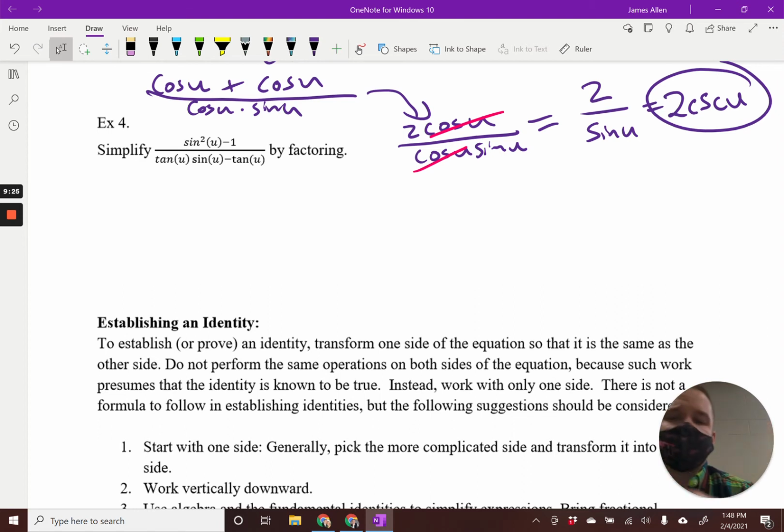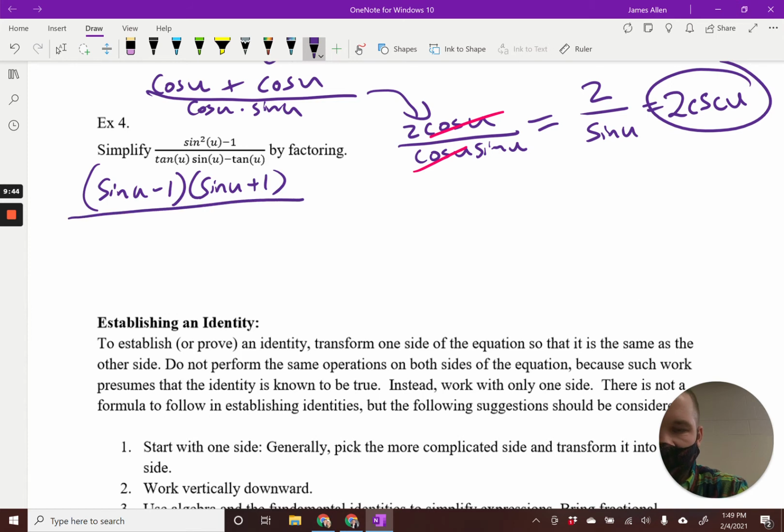All right. Sine squared u minus 1. Well, that's not cosine squared u. It'd be 1 minus sine squared u, right? So why don't I factor this? Because it is a difference of two squares. So I'd have sine of u minus 1 and sine of u plus 1 all over... And I've got a GCF of tangent here that I can take out.